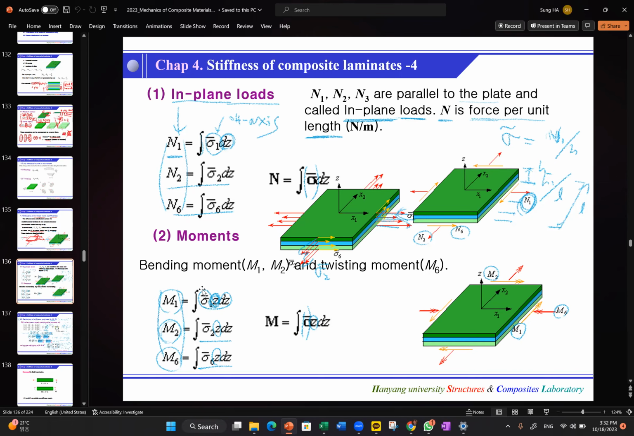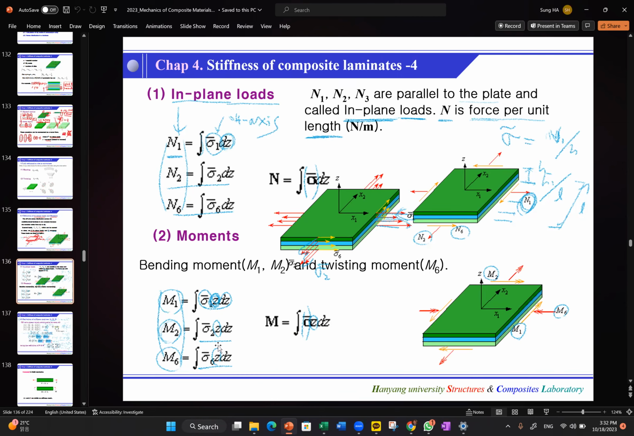So again, in-plane load is just a summation of the stresses of each ply, sigma bar. Please pay really close attention to the bar here. A bar means that the x-axis represents each axis component, sigma 2 and sigma 6, and so on. So sigma bar is important.